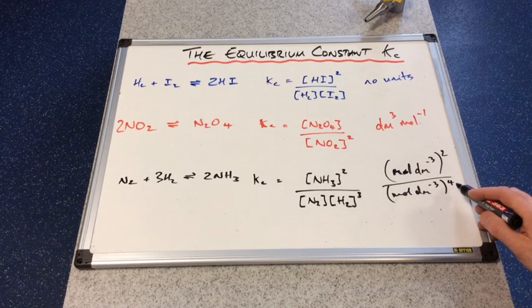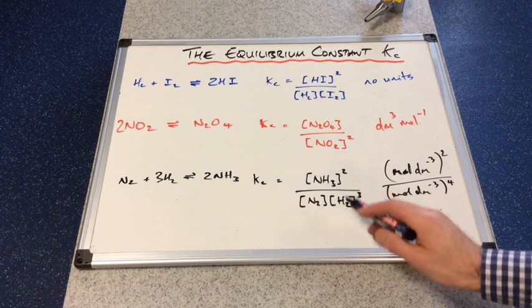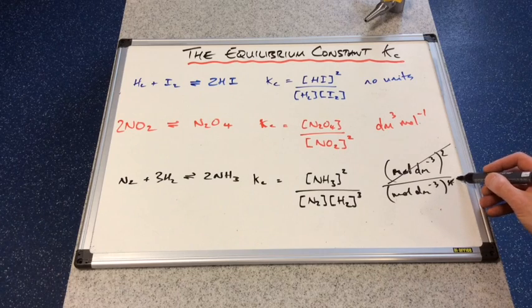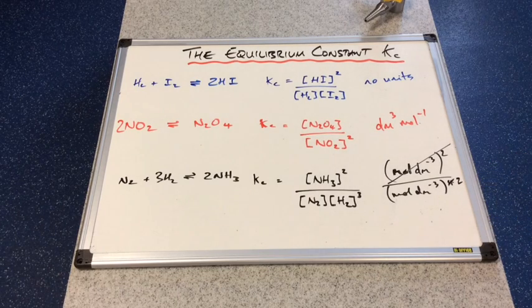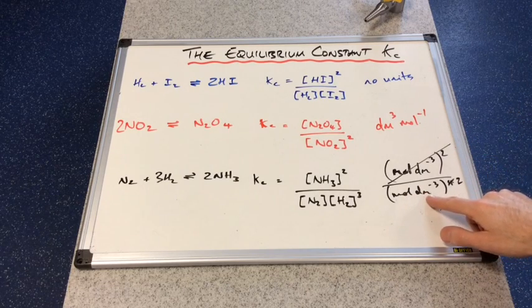If you don't like the way I'm doing it with the brackets, you could literally write out 4 lots of moles per decimeter cubed if you could be bothered on the bottom, and 2 on the top, and then you can see them cancelling more easily, I suppose. But hopefully you're okay with these powers. So what's going to happen? Well, all of them are going to be wiped out, and that's going to go down to the power 2. So effectively this would become 1 over moles per decimeter cubed squared.